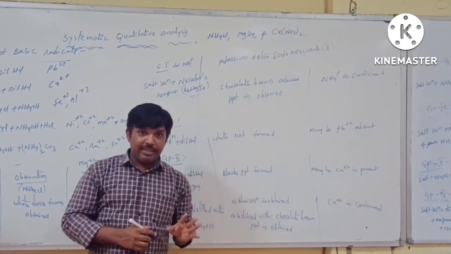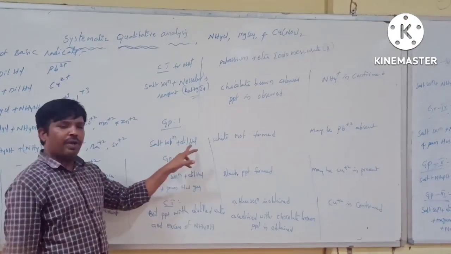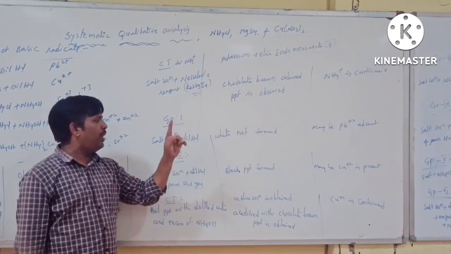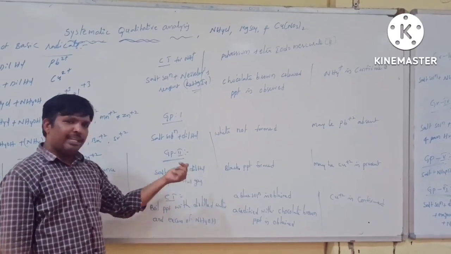If the ammonia is absent, then you go for group 1. Salt solution plus you have to add dilute HCl. That is the group reagent.